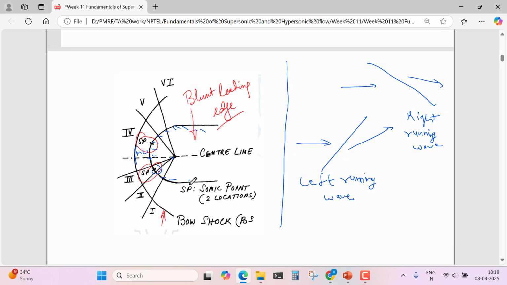So if this is a blunt body, on the blunt body there will be two sonic points. Sonic points are points around which the flow will change from subsonic to supersonic. Around this front part, there will be a strong bow shock, so the flow across it will be subsonic. But as you move away from the stagnation point, the Mach number will increase, and at one point this Mach number is 1. That point is called the sonic point. So based on the sonic points and the strength of the bow shock, we have divided this region into 6 regions: 1, 2, 3, 4, 5, 6.